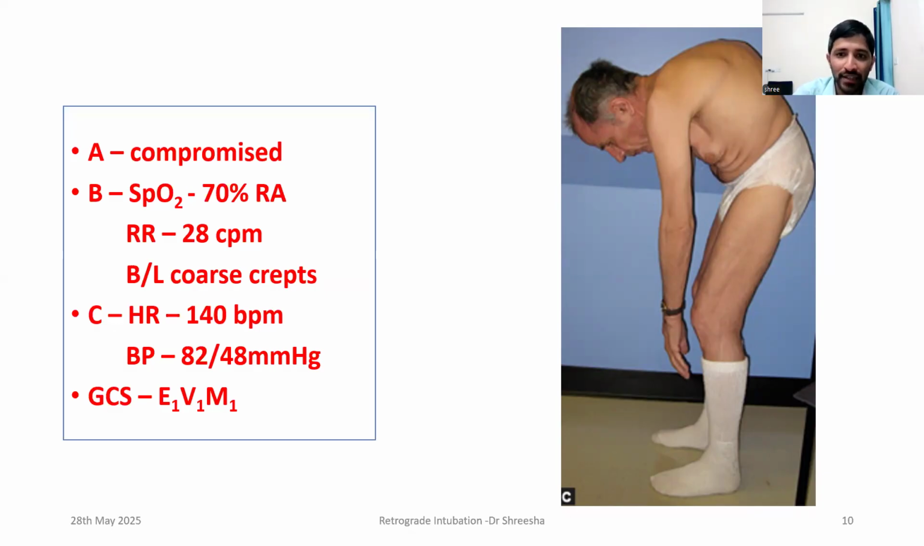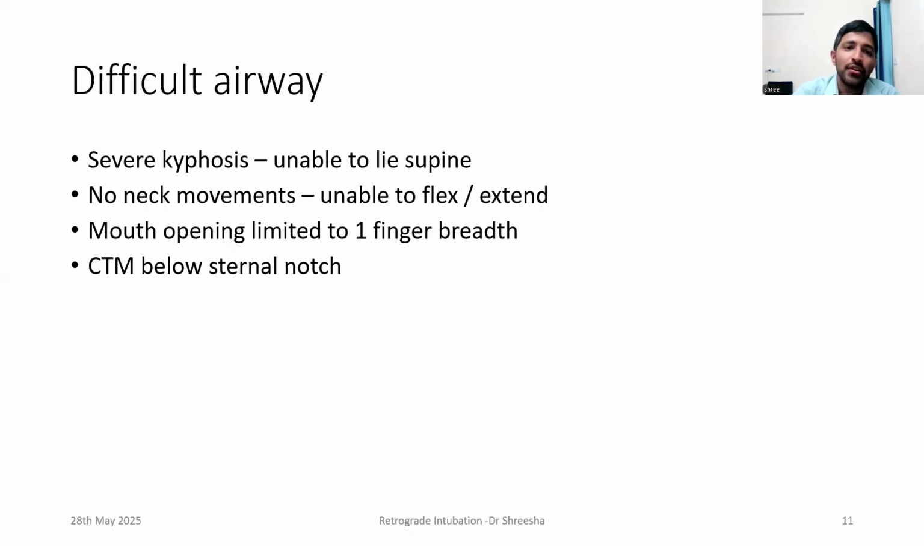So this was obviously a case of difficult airway because of the anatomical difficulties: severe kyphosis, the patient was unable to lie supine. There were no neck movements. We were unable to flex or extend the neck in any way. There was limited mouth opening, limited to one finger, and the cricothyroid membrane was below the sternal notch. So, what are the possible techniques that we can use to intubate this patient?